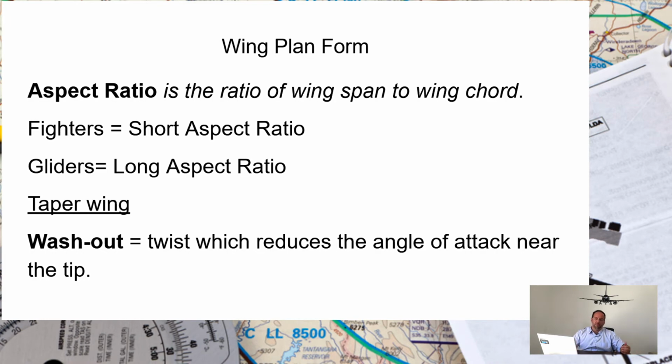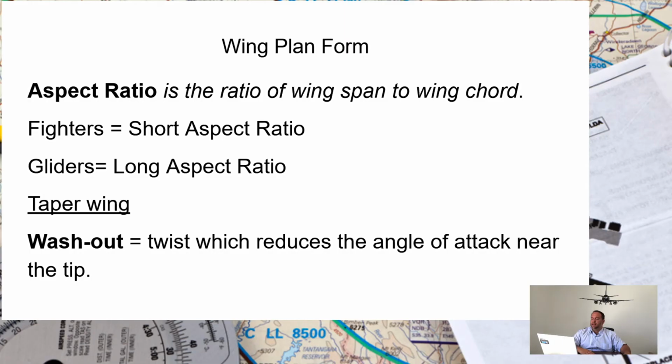Wing planform. This is a very good one for the fourth part of the Sensible English Assessment, the AKO exam. If you're talking about the ratio of the wing, aspect ratio is the ratio of wingspan to wing chord. Wingspan to wing chord. Span and chord.